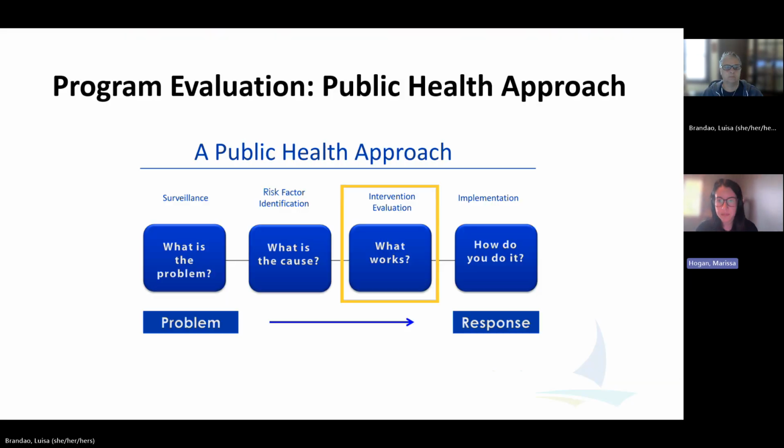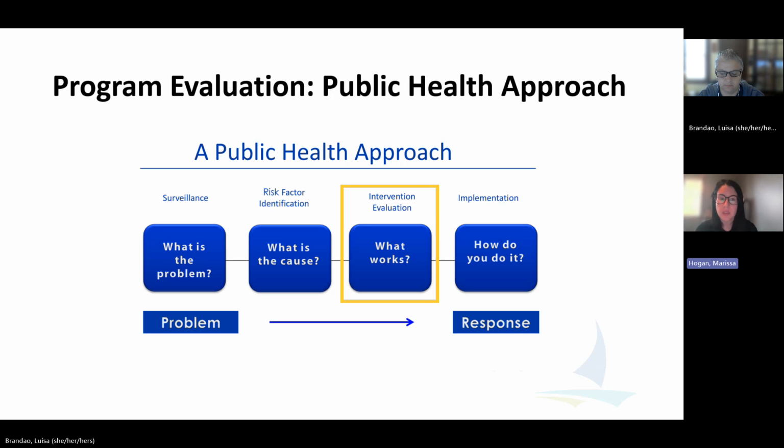There are a few different reasons. First, you've probably seen this image a few different times in previous trainings. Program evaluation is part of the public health approach. You can see it here above that third box.